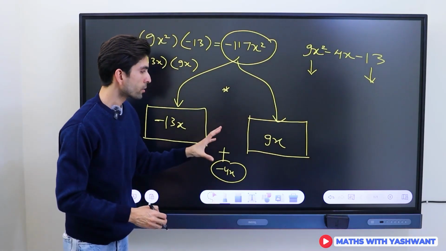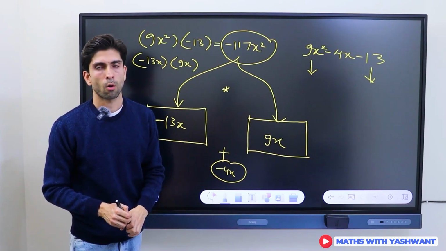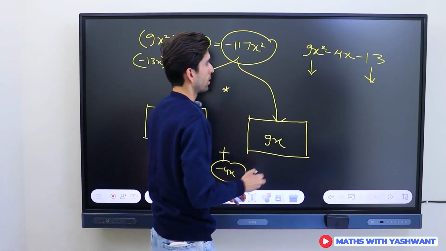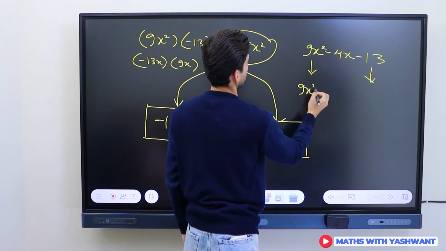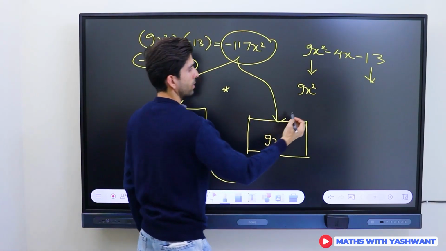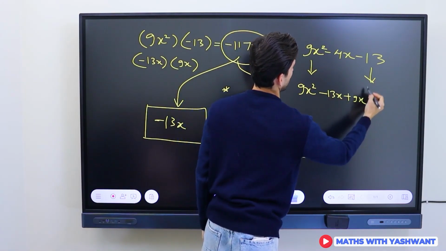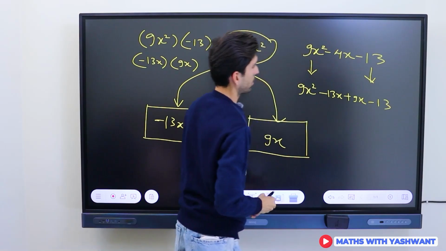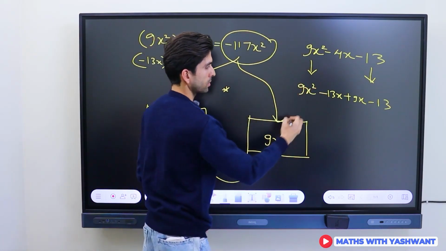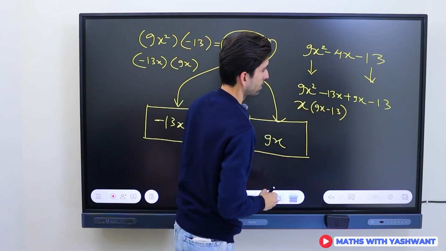So this is the most crucial step in the middle term splitting method of factorizing a quadratic. Now let's solve it further. So for minus 4x, I can now write minus 13x plus 9x, right? And minus 13 at the last. Now we can take x common from the first two terms. If we take x common, we are left with 9x minus 13 in the bracket.